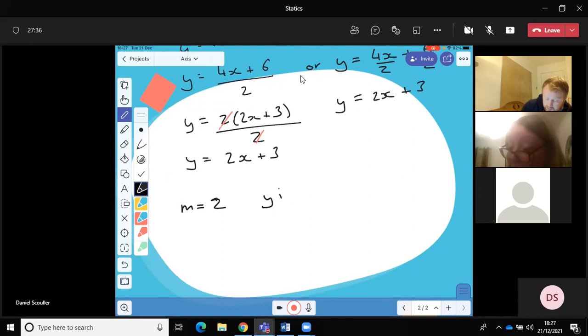The y-intercept: when x equals 0, y is equal to 3.